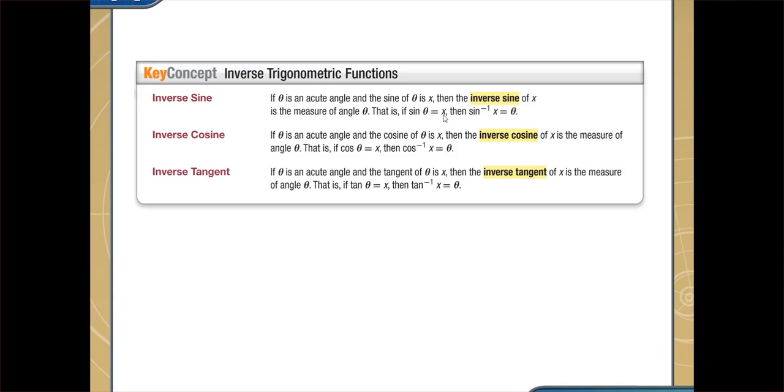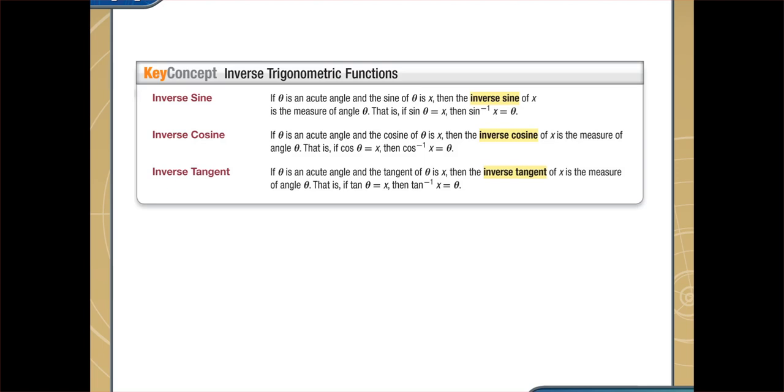And the output of our sine function becomes the input for our inverse sine. So you can see the domain and the range interchange, right? The domain for the sine function becomes the range for the inverse sine, and the range for the sine function becomes the domain for the inverse sine.